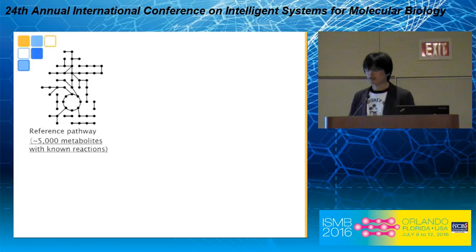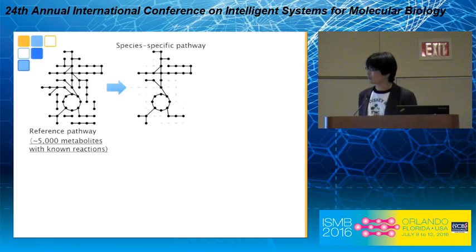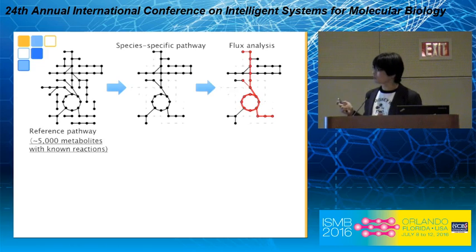And if we are interested in a particular organism, a particular species, then we can consider a species-specific pathway, and that is a subset of the reference pathway which that particular species is supposed to have. And when we have some more detailed information, such as reaction flux, then we are able to do some flux analysis like this, as indicated in the slide. But our interest is something different.